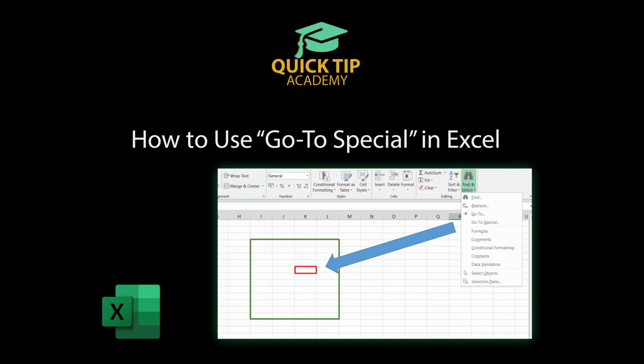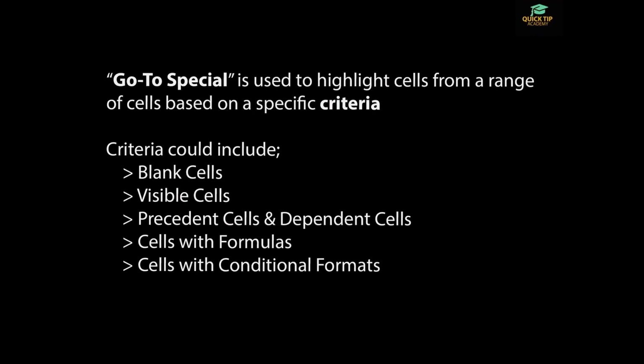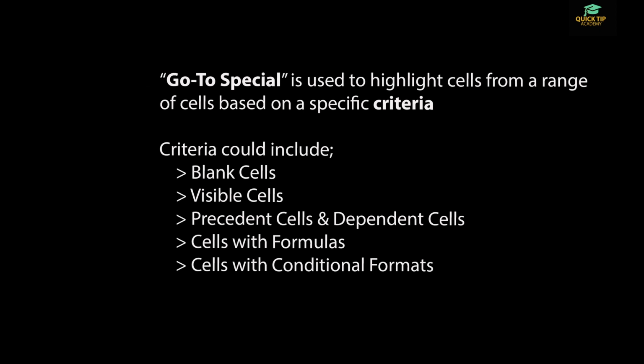Today we will learn how to utilize Go to Special in Excel. Go to Special is used to highlight cells from a range of cells based on a specific criteria. These could include blank cells, visible cells, precedent and dependent cells, cells with formulas or conditional formats.